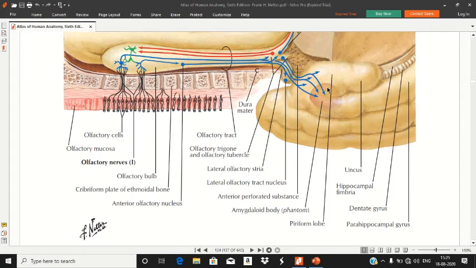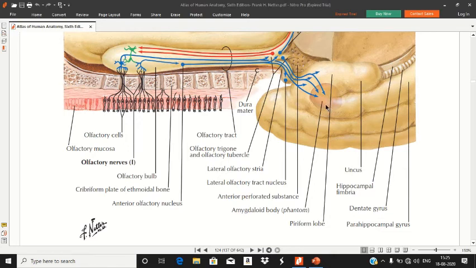The fibers of the lateral olfactory striae make synaptic contacts with the neurons of the anterior perforated substance, lateral olfactory gyrus, and gyrus ambiens, and the corticomedial division of the amygdaloid body in the gyrus semilunaris. Remember, these structures are nothing but the primary olfactory cortex.